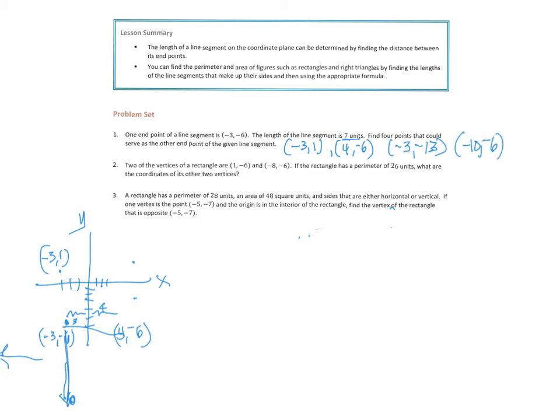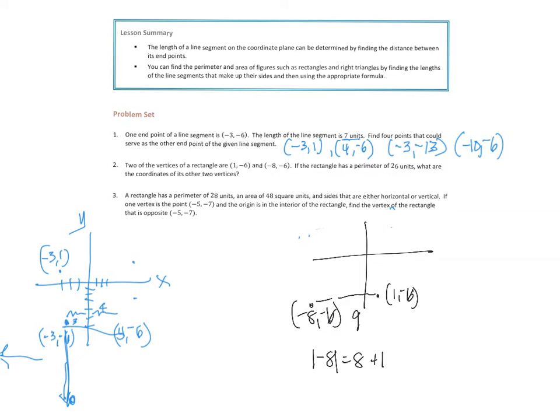Okay, let's go. 2 of the vertices of a rectangle are, so if I'm like this and I go over 1 down -6, 1, -6, and then I'm over -8, negative. So -8, -6, but they're in line with each other. And then what would the difference be? If these are the same, I'm going to go absolute value of -8 is 8 plus the 1 is 9. So this is 9. Then it says the perimeter is 26.